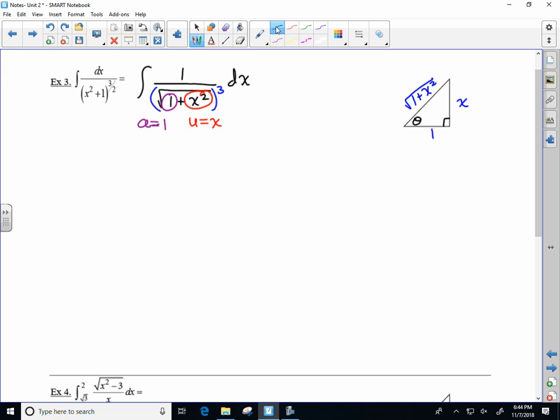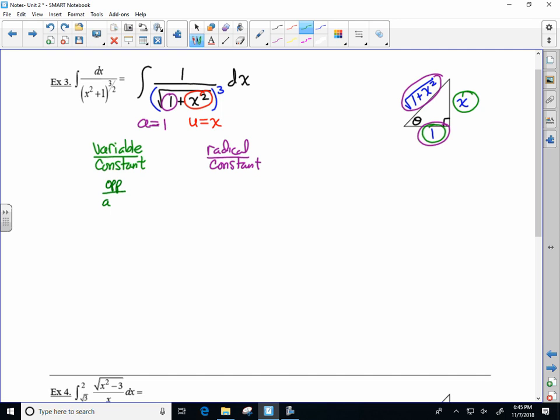So then what we're going to do is find a ratio of the variable to the constant. And simultaneously, we're going to find the ratio of the radical to the constant. The variable is my opposite side. The constant is the adjacent side. So that's giving me the tangent ratio. Tangent of theta is equal to x over 1. So there's x.